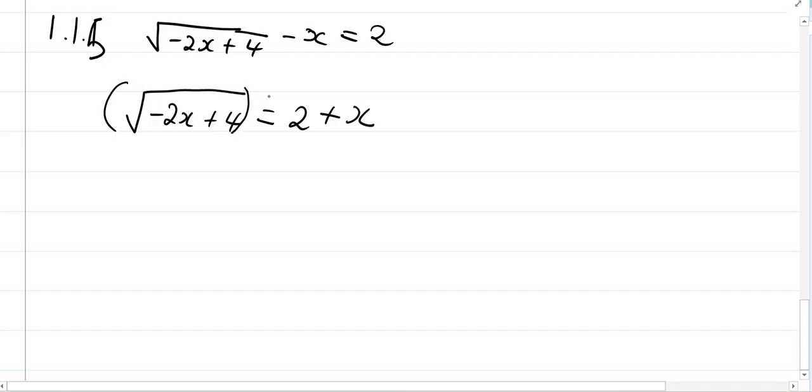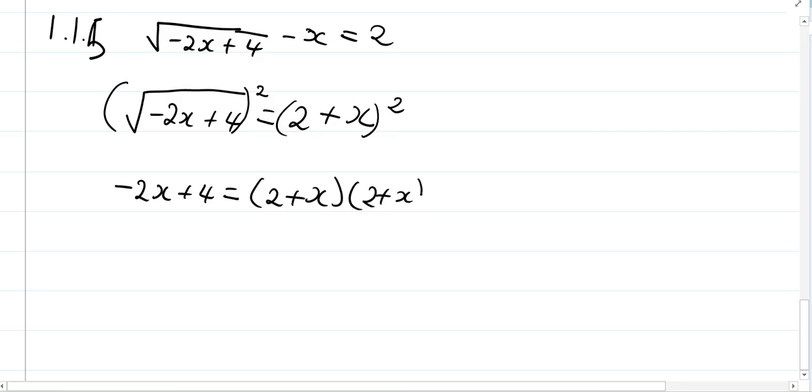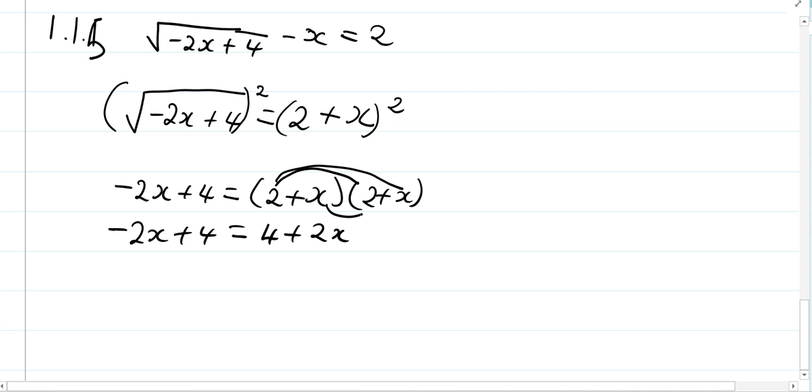Second step is to square both sides. I square the left hand side and I also square the right hand side. When I square the left hand side, I am left with minus 2x plus 4. And the right hand side, whenever you square a binomial, you get a trinomial. Or simply, I can say 2 plus x into 2 plus x, because you know that square means you multiply the number by itself 2 times. So this one times this one gives you 4. This one times this one gives you plus 2x. This one times this one gives you plus 2x again. You multiply the last ones and they give you positive x squared.